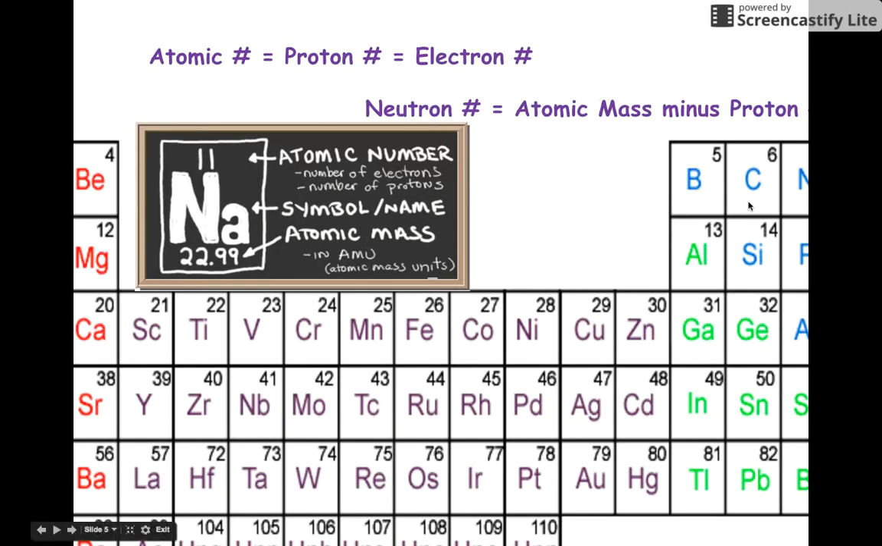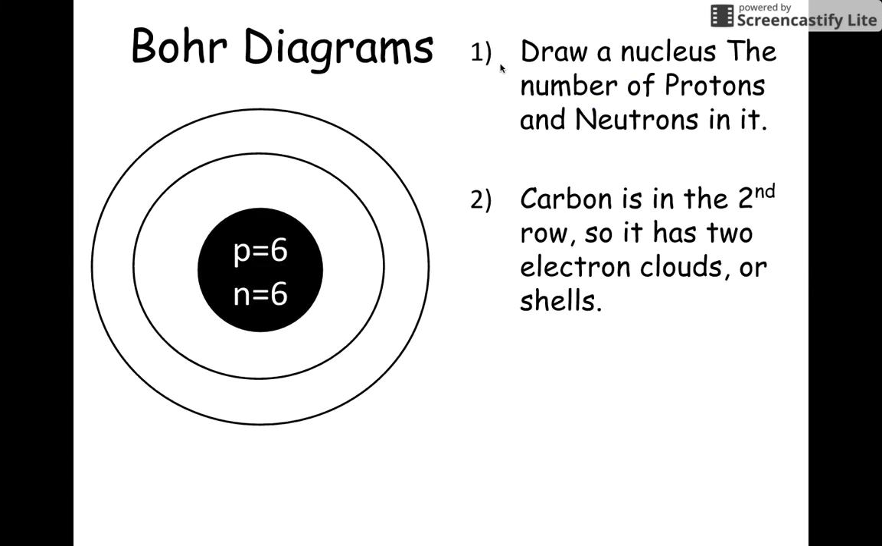So let's pick an element. Let's go ahead and do carbon. Carbon is 6, so the atomic number is 6. It's going to have 6 protons, 6 electrons, and 6 neutrons.